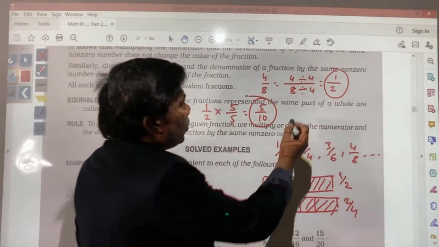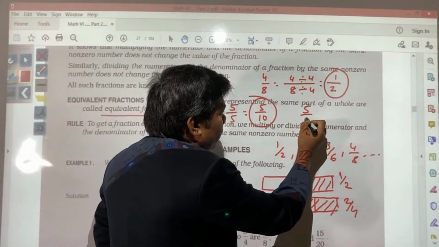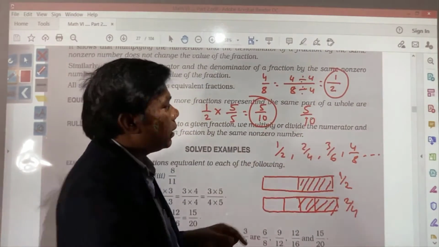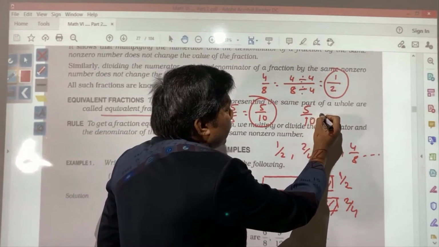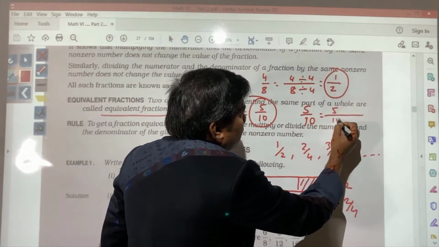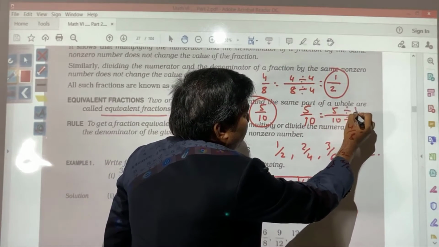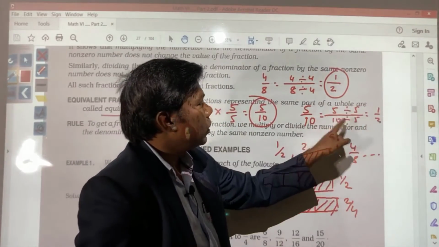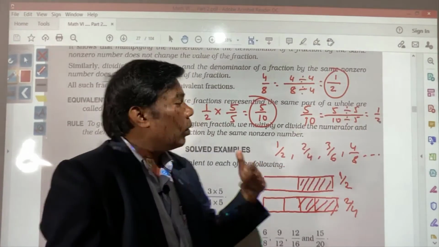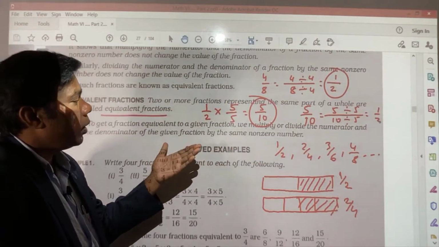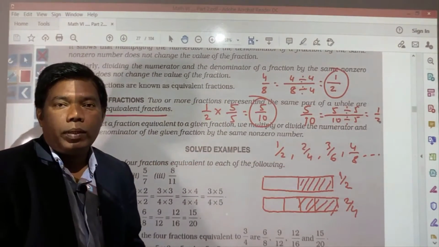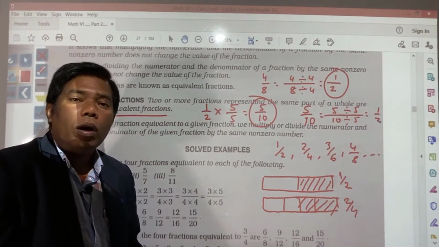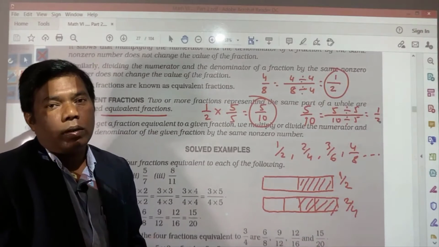And suppose the fraction 5 by 10 has been given and you need to get an equivalent fraction, then you can divide. Just divide this by 5. What will you get? 1 by 2. This is 1 and this is 2. So if you want to get the equivalent fraction of any fraction, the numerator and denominator may be divided or multiplied by the same non-zero number.